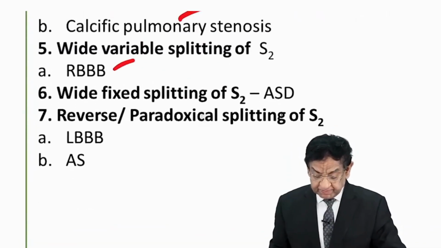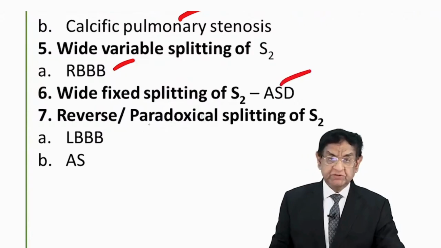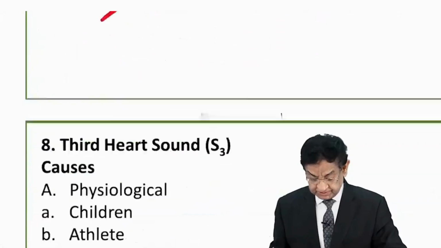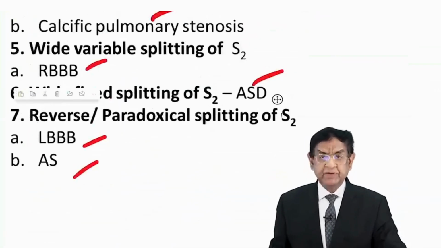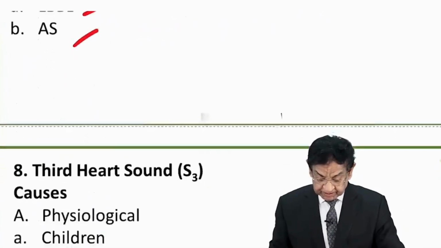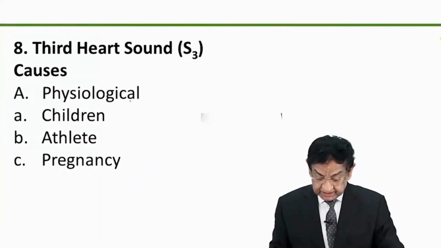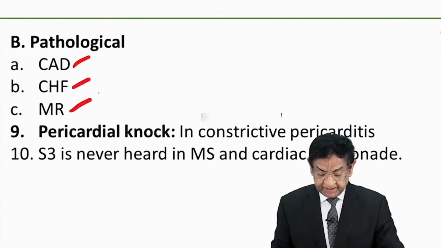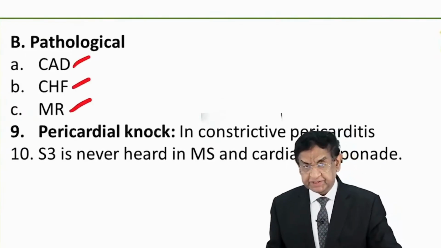Wide variable splitting is RBBB. Wide fixed splitting is ASD. Reverse or paradoxical splitting is LBBB and aortic stenosis. The third sound can be heard normally in physiological conditions like children, athletes and pregnancy. It can be pathological in coronary artery disease, congestive heart failure and mitral regurgitation.